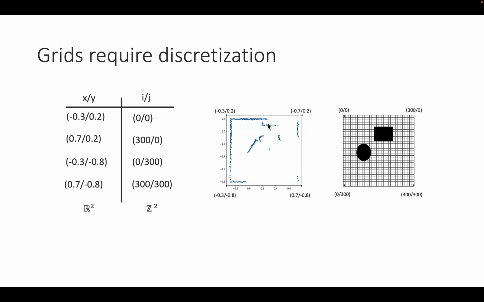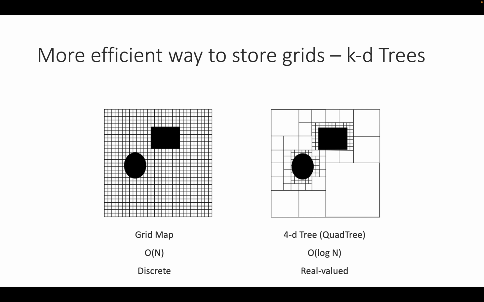We talked about how to discretize the map values from world coordinates into discrete map coordinates, and we talked about more efficient ways to store grids in what we call KD trees, and in particular the quad tree, that is the 4D tree, where pixels are stored in quadrants, and then once the quadrants exceed a certain number of elements, they are subdivided into 4 smaller quadrants and so on.